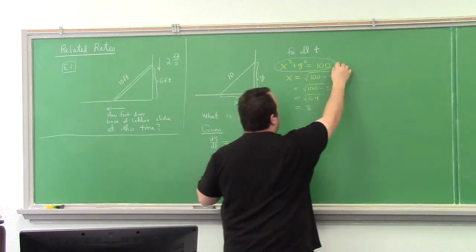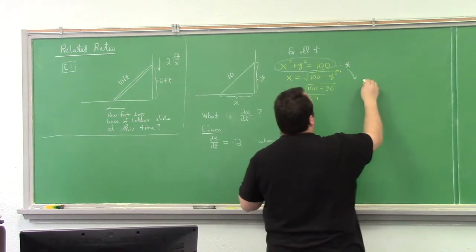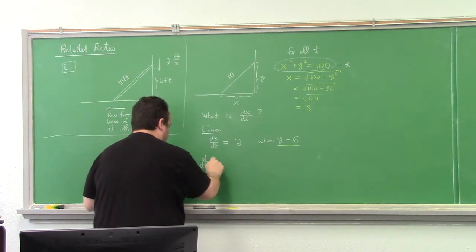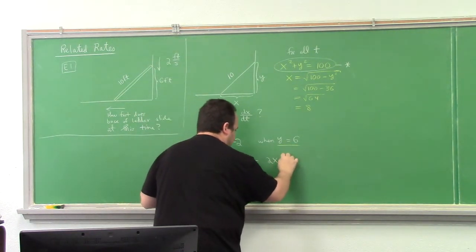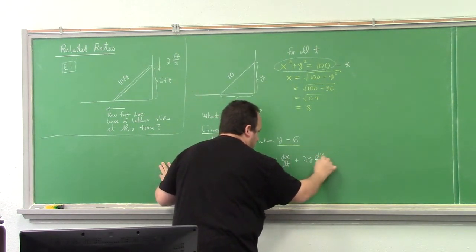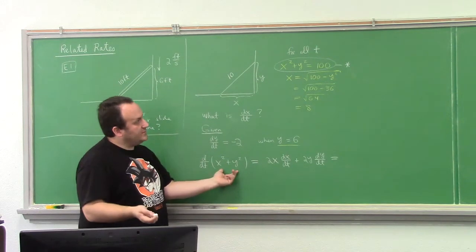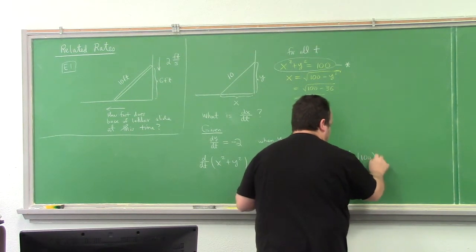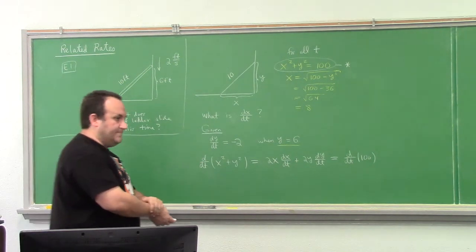Differentiate, I'll call it star, with respect to time. What do you get? I'll do it down here. d dt of x squared plus y squared is 2x dx dt plus 2y dy dt. And what's that equal to? What's x squared plus y squared equal to? Well, x squared plus y squared is equal to 100, so this is equal to the time derivative of 100. What's the derivative of a constant? It's 0, so this is 0.